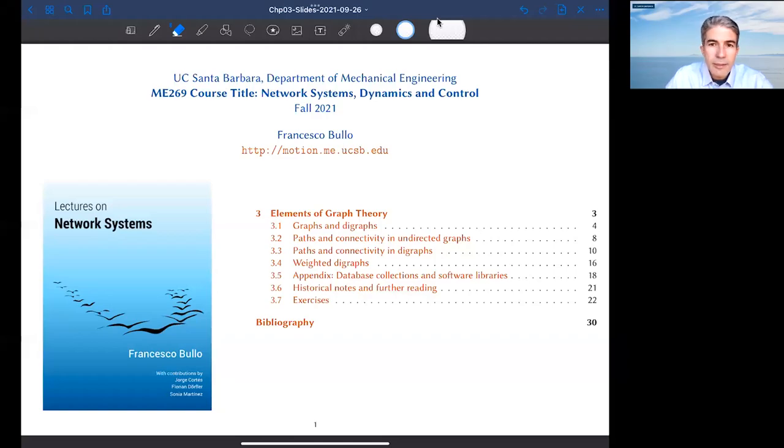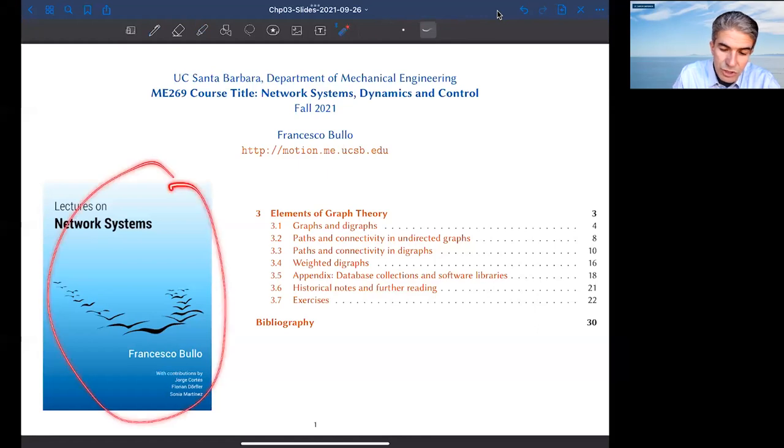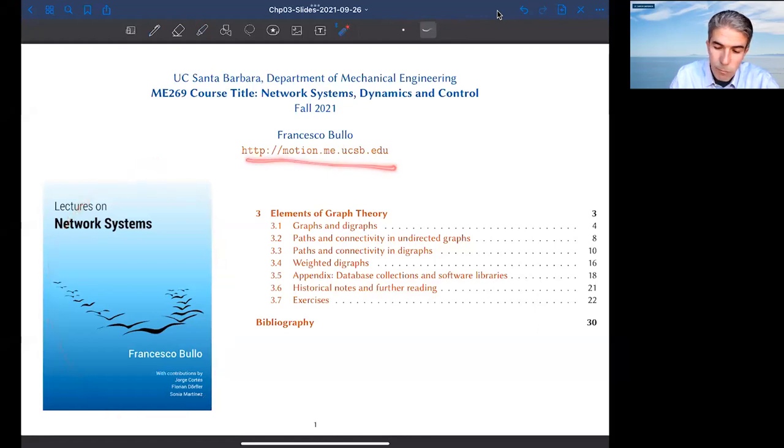Hello, everyone, and welcome to the third lecture of this course on network systems. As you recall, you can find all of the material that I cover in this text here on the left, which is available off of my website.